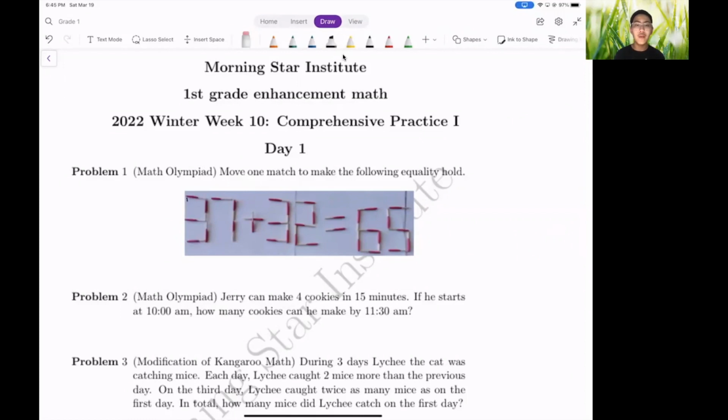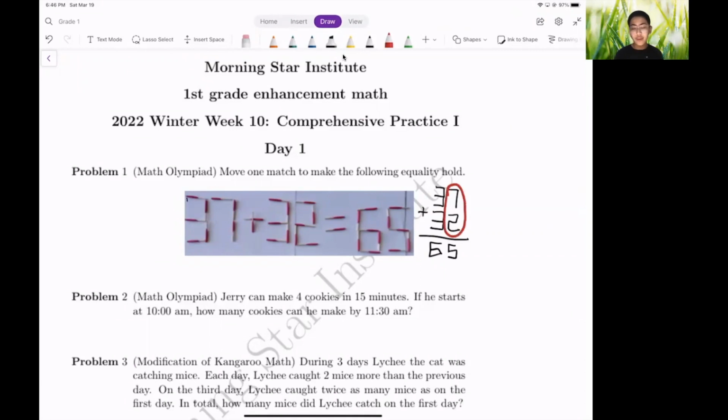Problem 1. Move one match to make the following equality hold. So we have here that 37 plus 32 equals 65. But we know this equation is not correct, so let's write it in vertical form to make it easier to solve. So we have 37 plus 32 equals 65. And from here, let's start off with the ones place, 7 and 2.